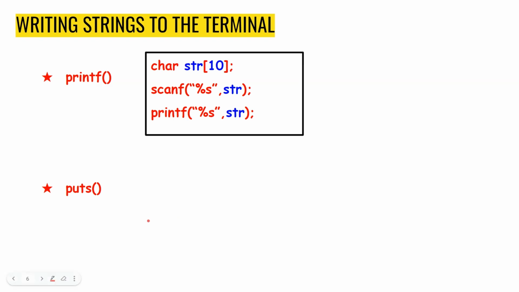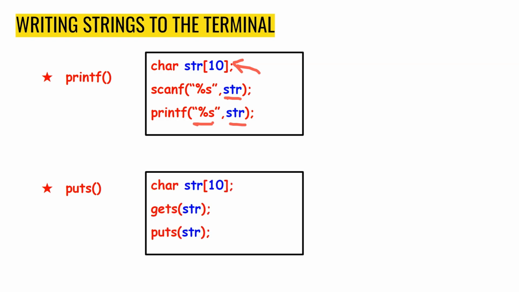If you want to display strings to the terminal, it can be done by using the printf function and the puts function. Syntax for printf: we have to use the format specifier %s and the string variable str. It will display an array of characters that is terminated by the null character. We can also use the puts function. Syntax: puts(str). This prints the value of the string variable str to the terminal. How puts and printf work is already covered in the input-output video. You can check the description for the link.